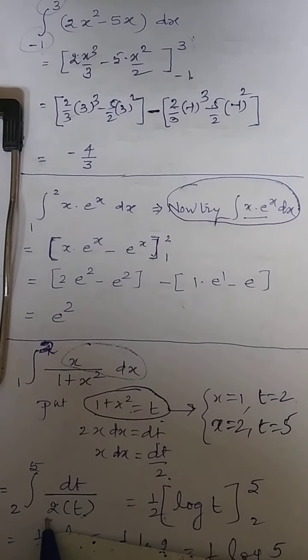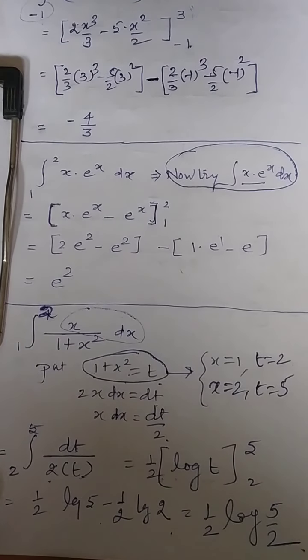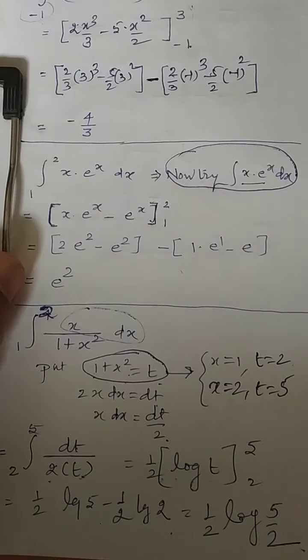So 1 by t you can take out. The integration is log t, so 1 by 2 log 5 minus 1 by 2 log 2. So the final answer will be nothing but 1 by 2 log of 5 by 2. So we are trying to recall all types of questions. Substitution is over, product rule is over, simple integration is all over.